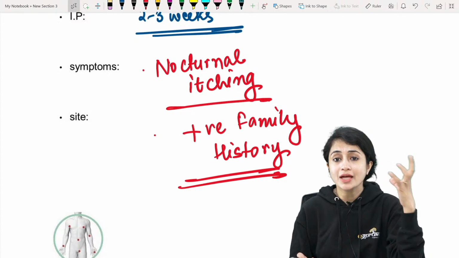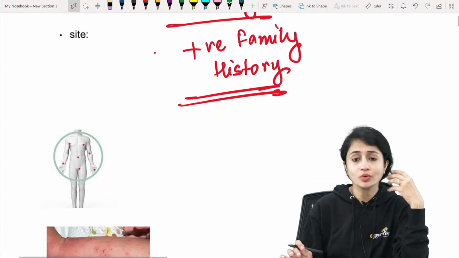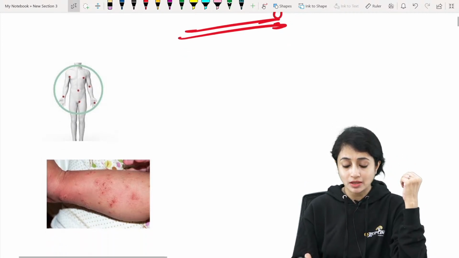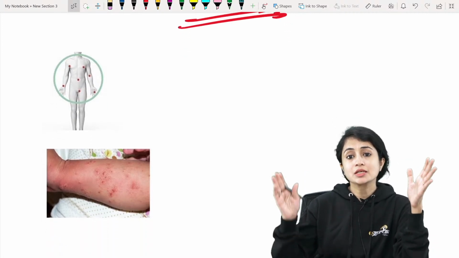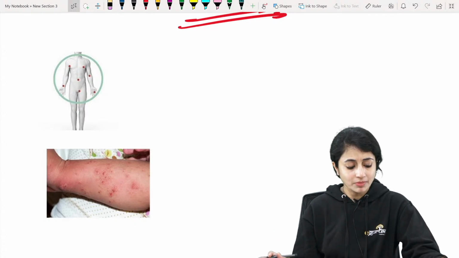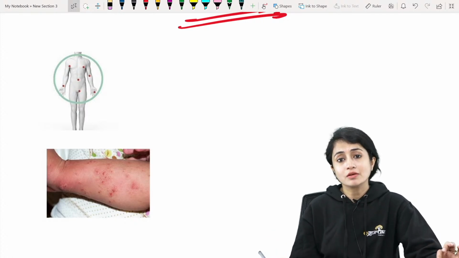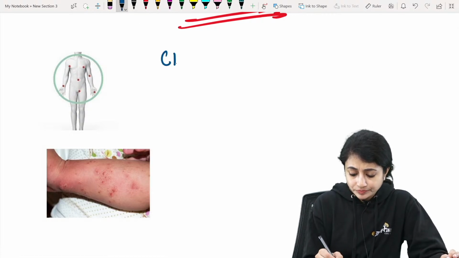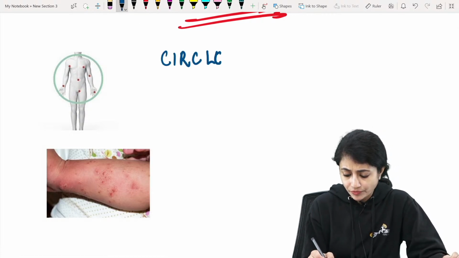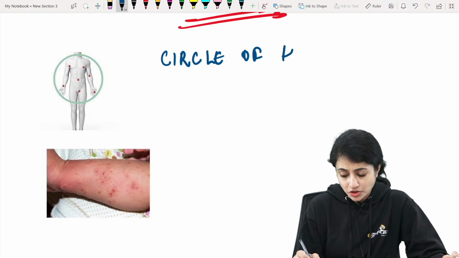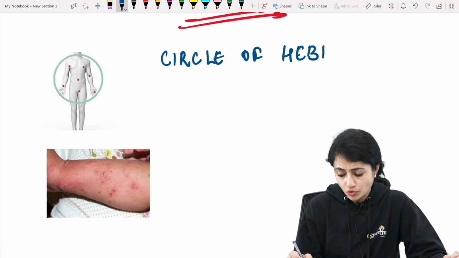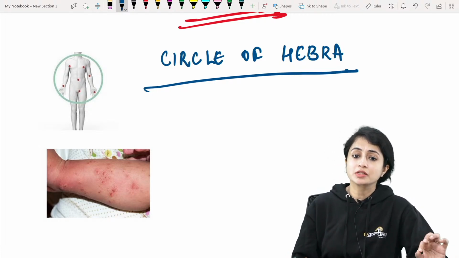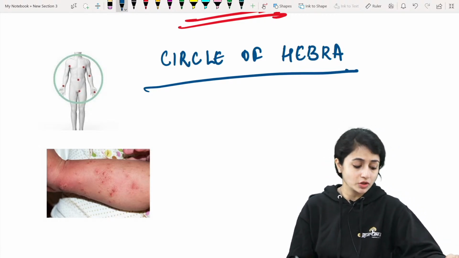So what are the sites which scabies involves? Though in the question it said all over the body, what are the classical sites which scabies involves? These classical sites have been defined by Hebra, and so it is called the circle of Hebra. They ask you this: the classical distribution of lesions in scabies is defined by the circle of Hebra. What do I mean by circle of Hebra?